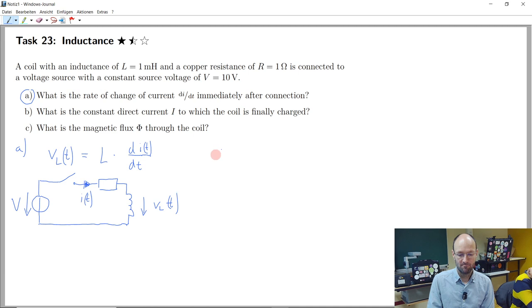Okay. So we know the inductance. This is the 1 millihenry. We want to know this rate of change of current. Now the question is, what do we insert? What value do we use for the voltage?